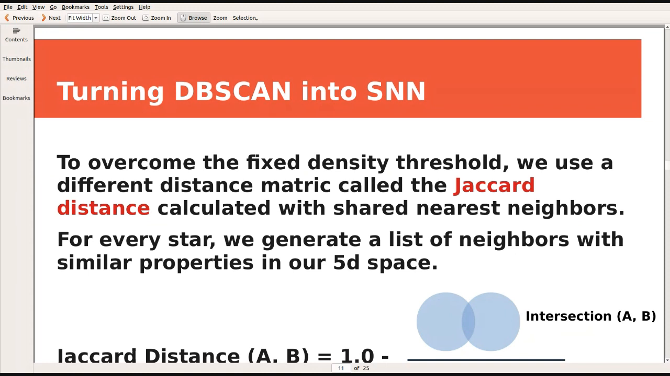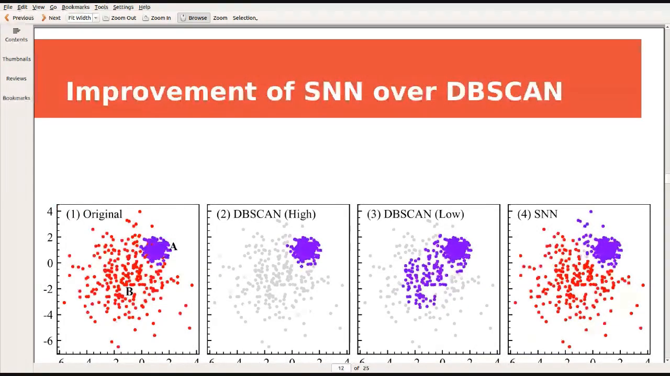Here's the definition of Jaccard distance between two stars A and B: 1 minus the ratio of the size of the intersection between A and B over the size of the union between A and B. Here you can see the improvement on the new panel. Using SNN, we can clearly separate A and B. Of course, in the outlier region, SNN still has limitations, but it's a huge improvement over DBSCAN from before.